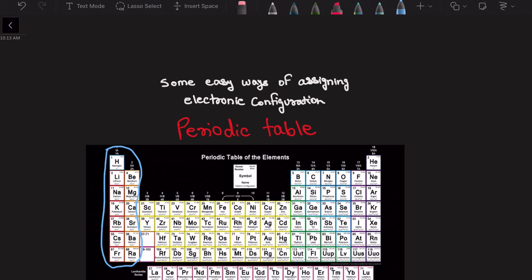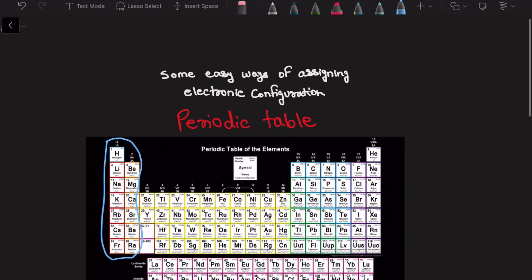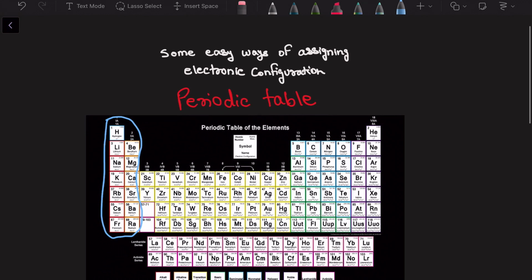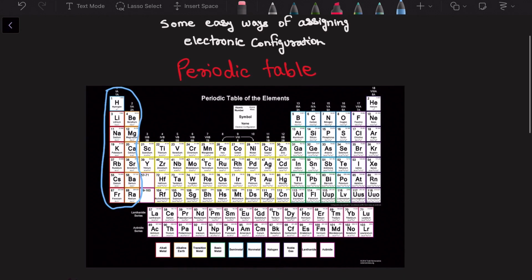Some easy ways of assigning the electronic configuration. Probably the easiest way of assigning electronic configuration is through the periodic table. Before diving into the electronic configuration, let's familiarize ourselves with the periodic table.